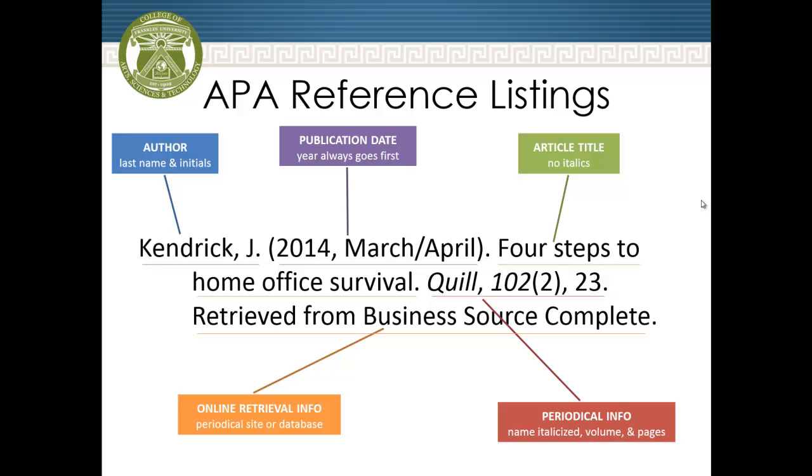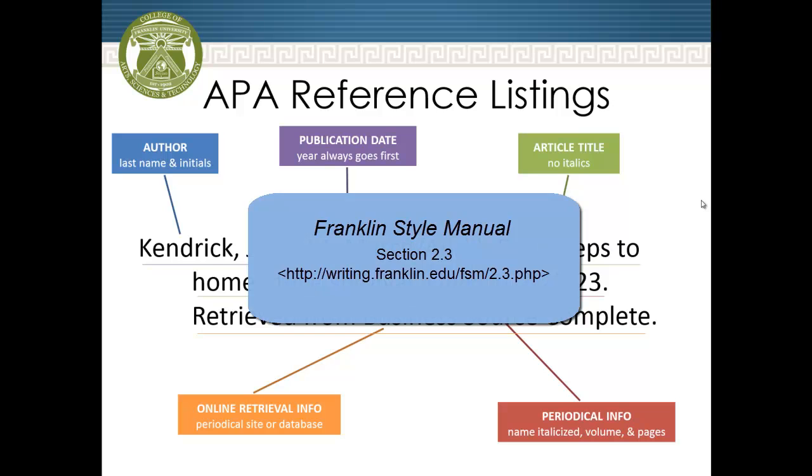Remember that you can find further explanation of APA reference list entries in the Franklin Style Manual, which includes substantial detail on variations to this basic template. Section 2.3 of the Franklin Style Manual includes multiple subsections outlining the particular citation requirements of a wide variety of sources.